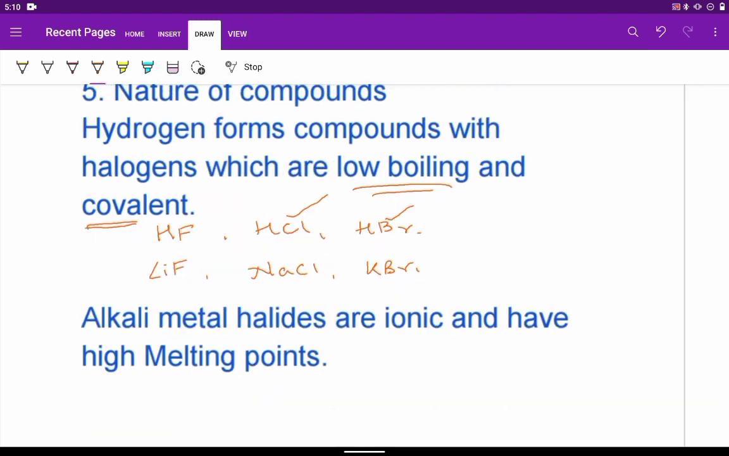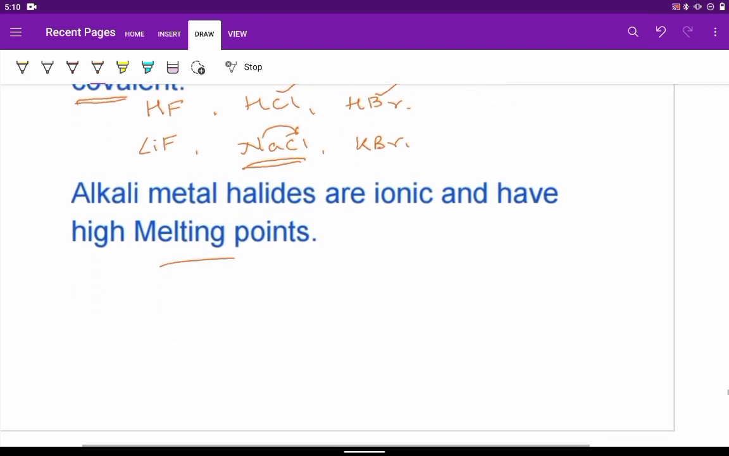Whereas when alkali metal forms halides with the halogens, they are ionic, that is by transfer of electrons. If it is sodium chloride, sodium will lose the electron, that electron will be gained by chlorine. So two ions are produced and the electrostatic force of attraction between the two ions helps to form NaCl. So it is an ionic compound, and ionic compounds, as we all know, have high melting points. So this is a point of difference.